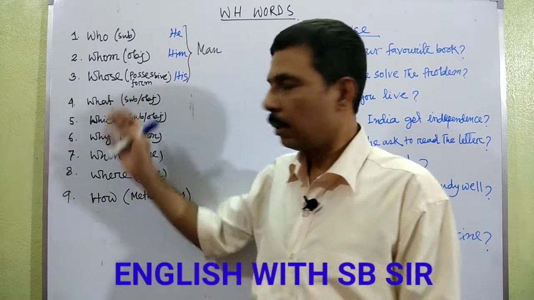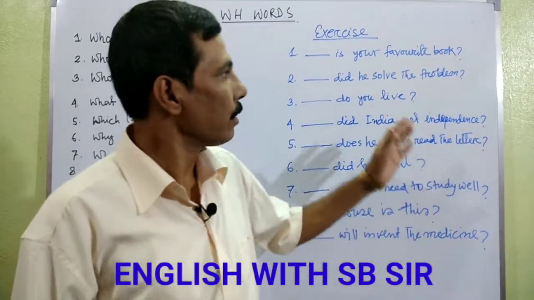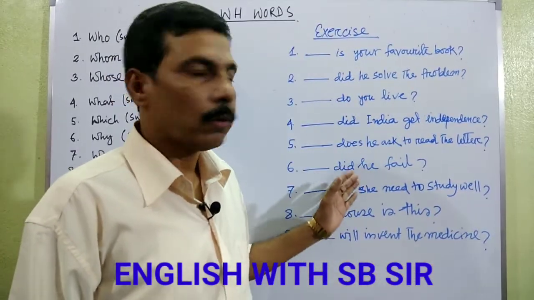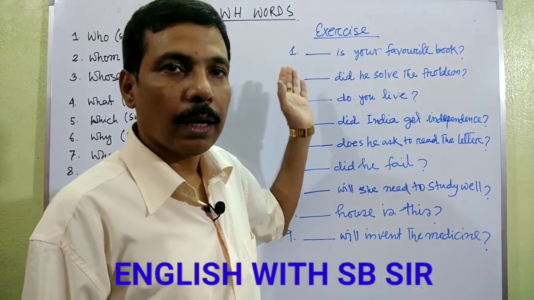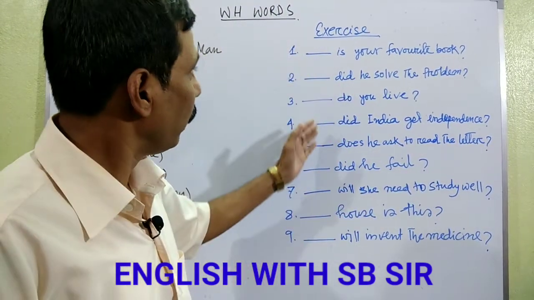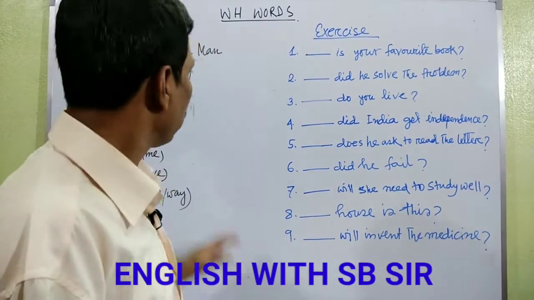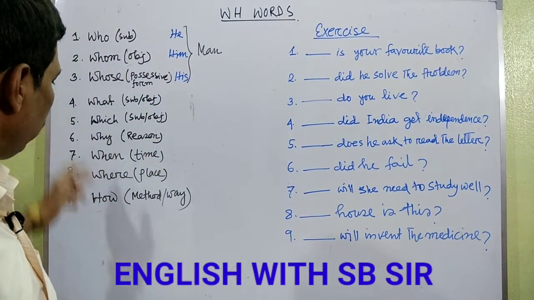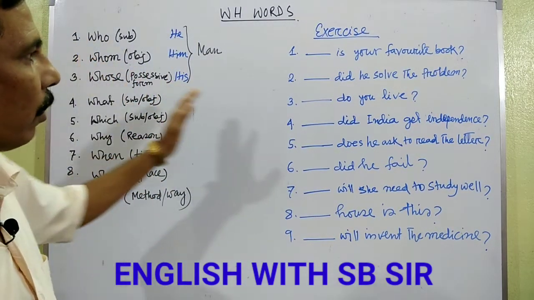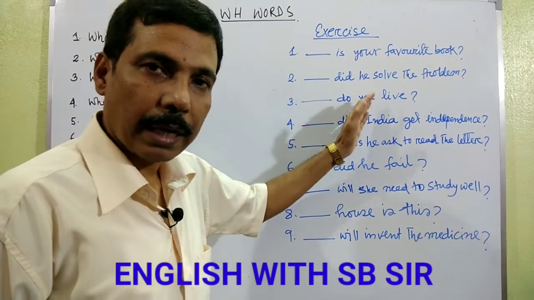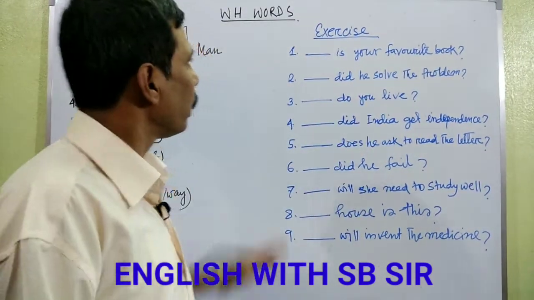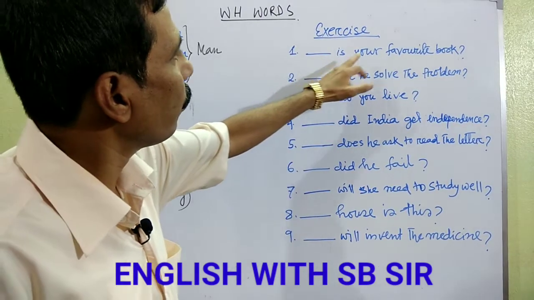Now, this is the discussion. Today, we have written some exercises. Now, we have to fill up the gaps with the 9 WH words. I have also taken 9 examples here. Now, do it. Dash is your favorite book.